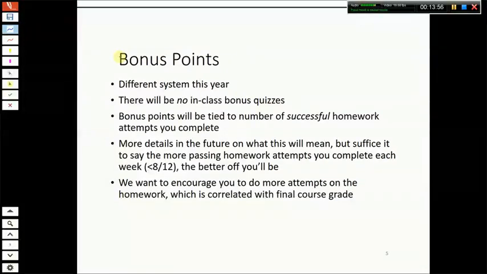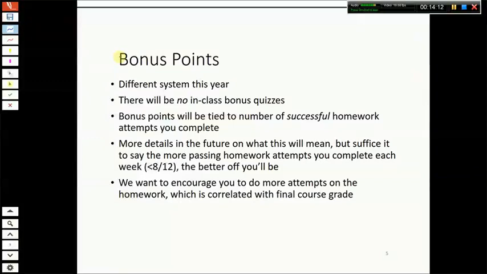The traditional definition in this course is an 8 out of 12 or higher. We're not sure if that's the standard we're going to use for the bonus calculation, but the point is we're going to want you to actually put effort into the attempts to count them. We're not going to just let you open up a homework assignment, click submit, and get a bonus point for that. That's not the point of this.